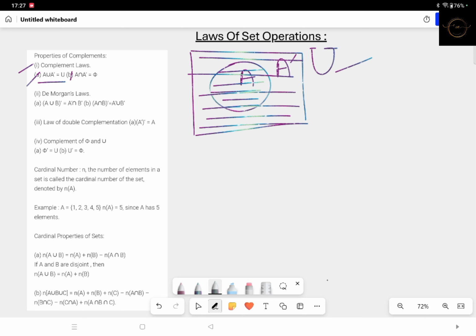A intersection A dashed. This is A and this is A dashed. Do they have any intersection between them? They are disjoint sets, so obviously it will be phi. And the intersection of two disjoint sets is equal to phi. You have already learnt this. I have given you the recap part.